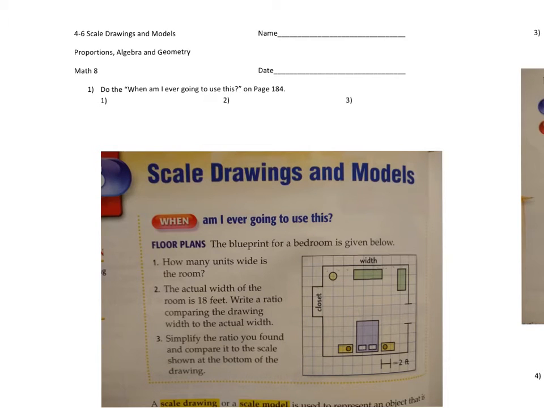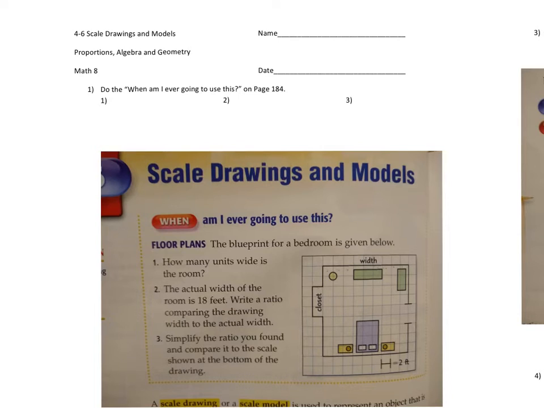So now we're going to do 4-6, which is scale drawings and models. I added in a photo from the textbook so that you don't have to go look that up on your own. We're going to start off with the "when am I ever going to use this" on page 184. We're going to look at the floor plans, which is a blueprint for a bedroom that's given below.